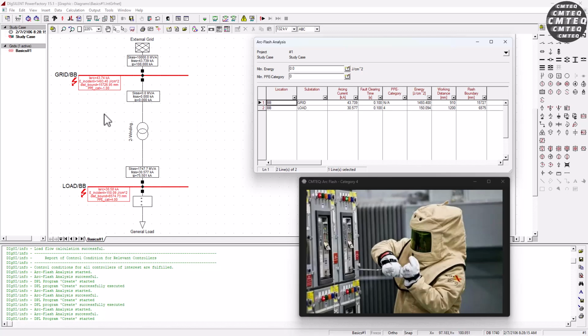This tutorial is all about interpreting the result of our arc flash analysis. So let's dive in.